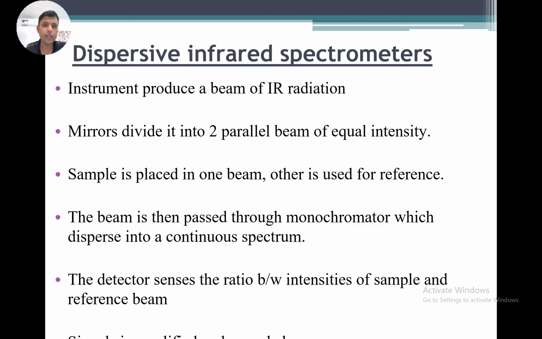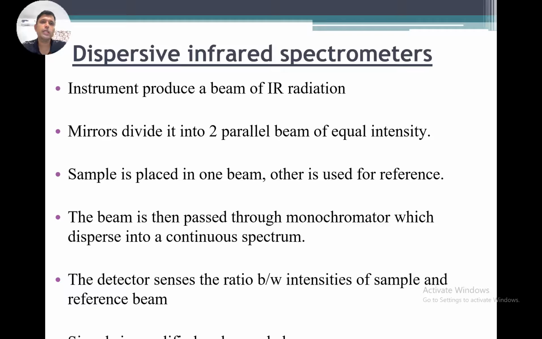The first one is the dispersive IR spectrophotometer. A dispersive IR spectrometer works in a simple step-by-step way to measure how the sample absorbs IR radiation. First, the instrument produces a beam of IR radiation using a source like the Globar source. This beam is then split into two equal parts using a mirror. One beam passes through the sample while the other passes through the reference or the blank.